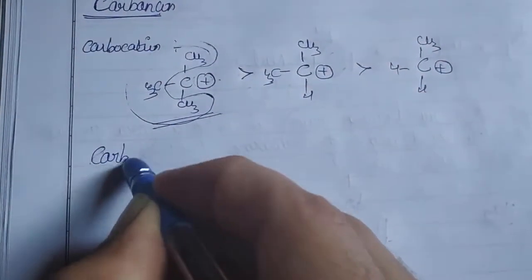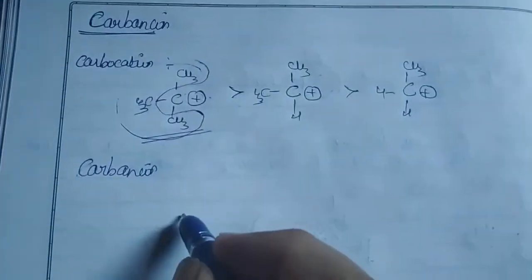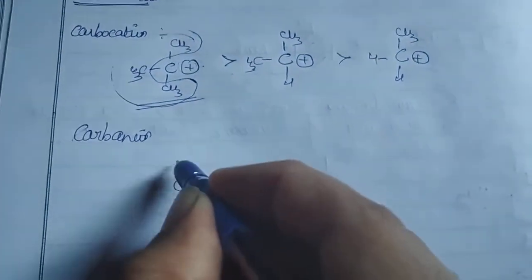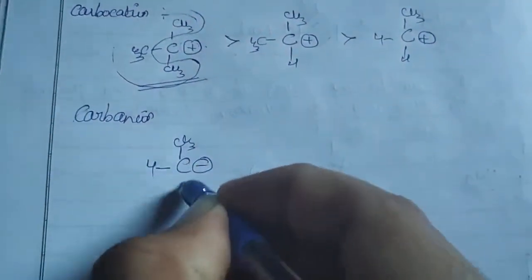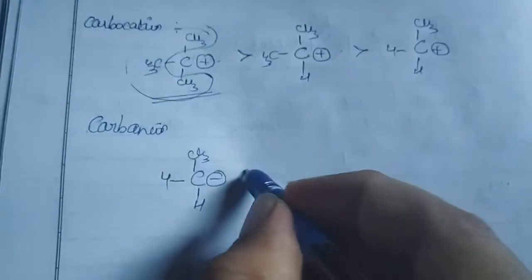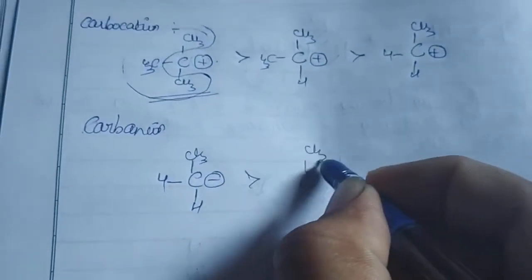In the same way, when I talk about my carbanion, what I am saying, first will be your carbanion which is primary. So primary carbanion is highly stable, and then will be your secondary carbanion.